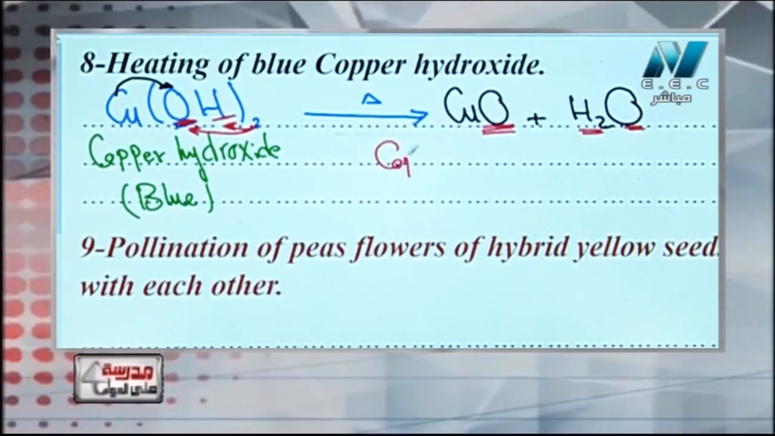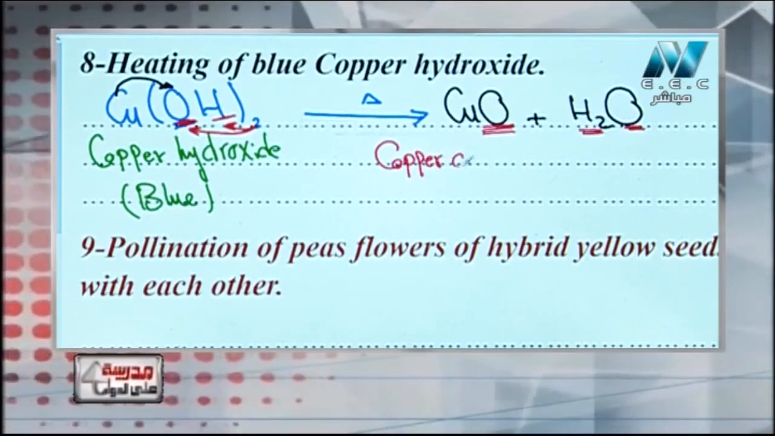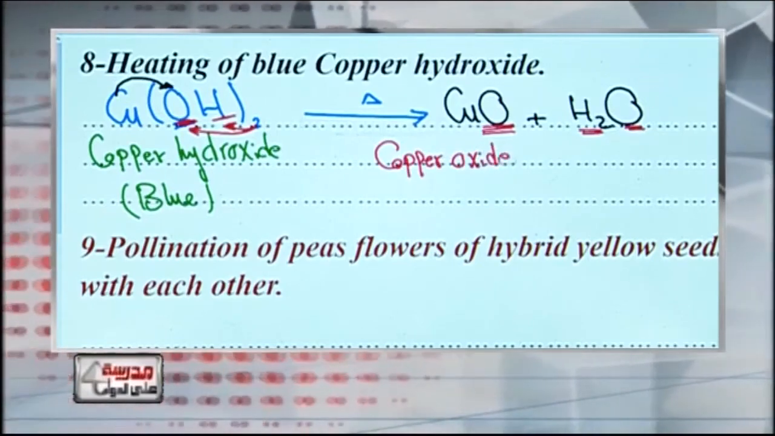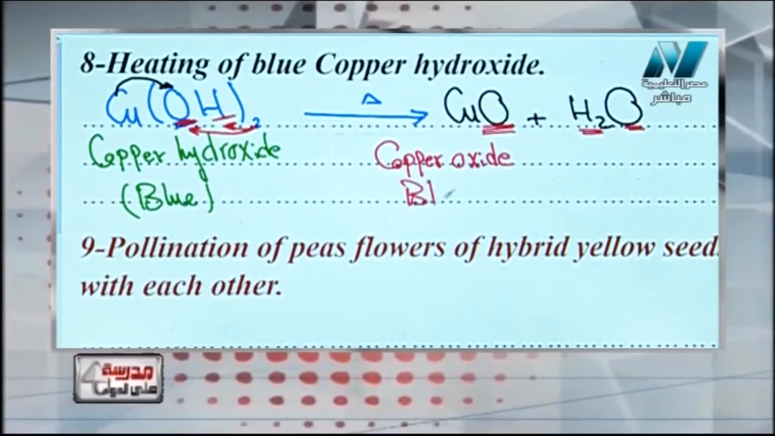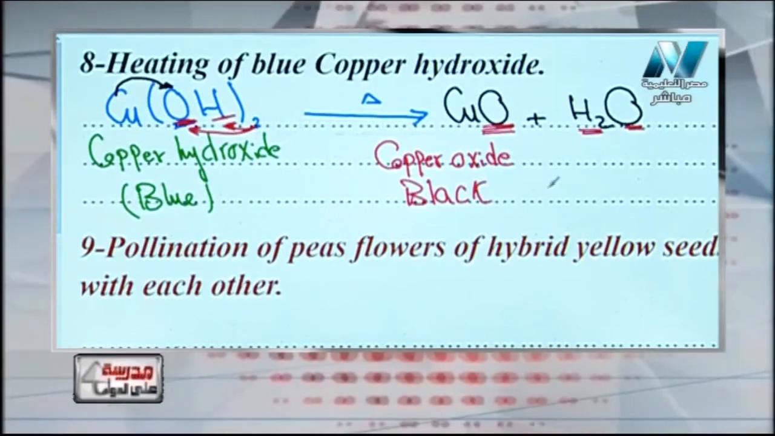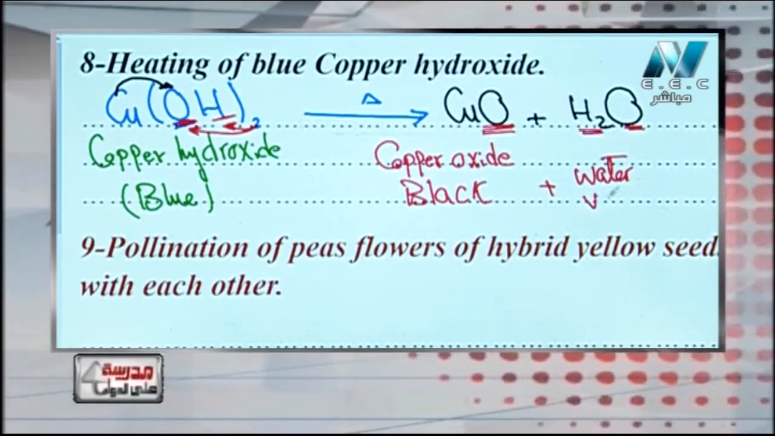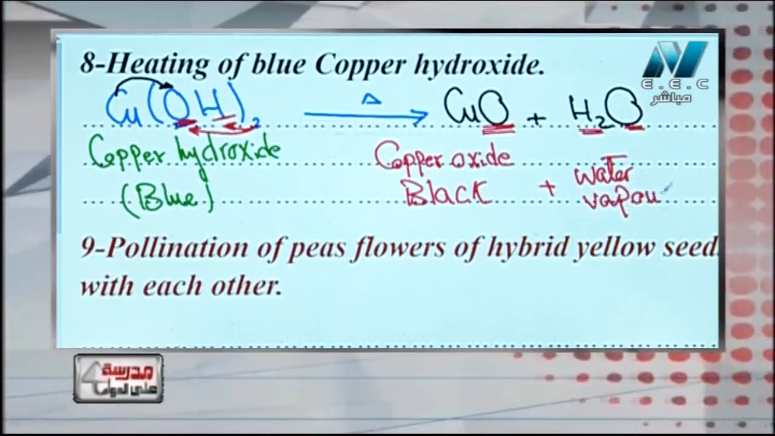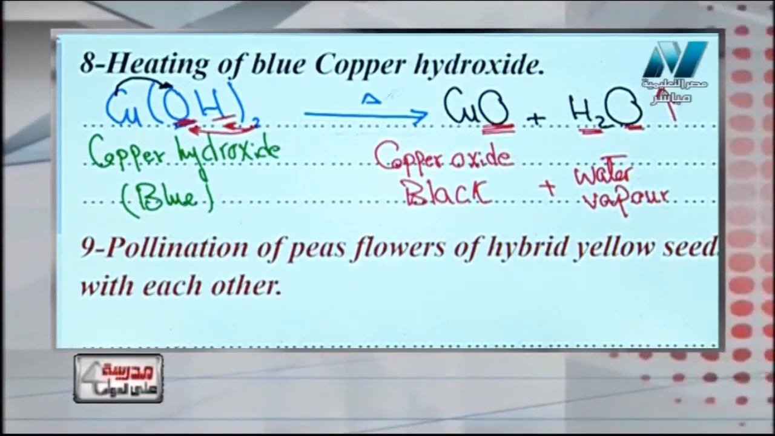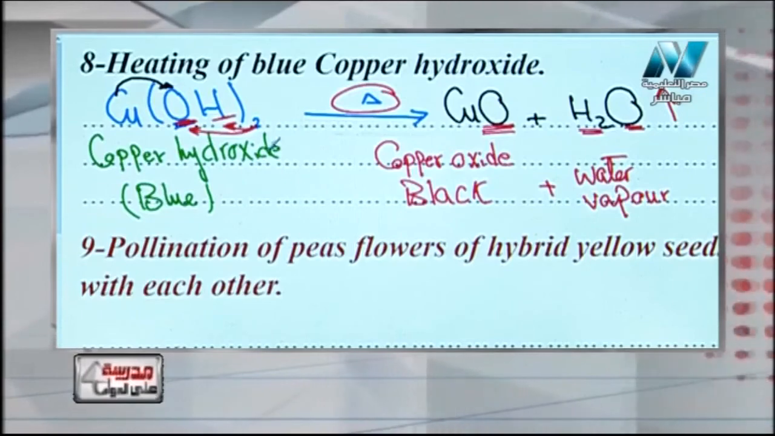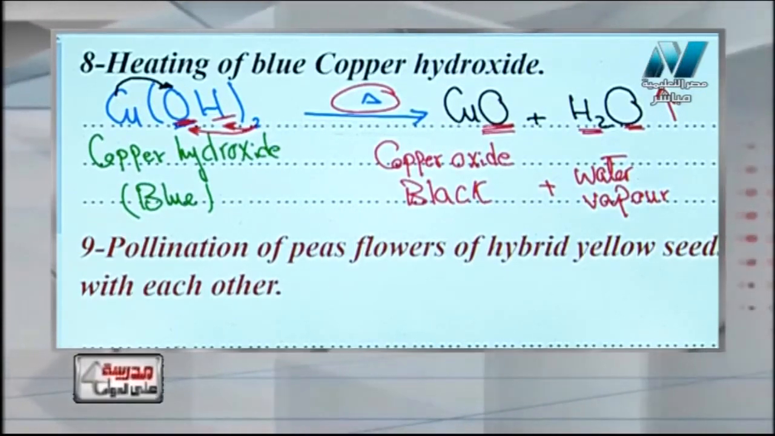And copper only gets 1 oxygen atom, so we have 2 hydrogen and 1 oxygen. Copper oxide, and its color is black, plus water vapor. طبعا water vapor. Why? Because here we have heating. We have heating.